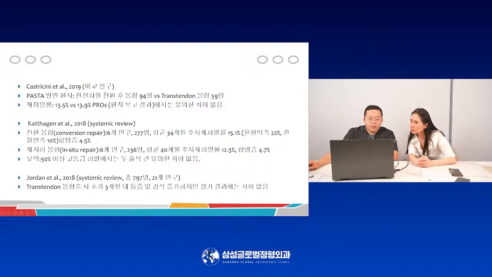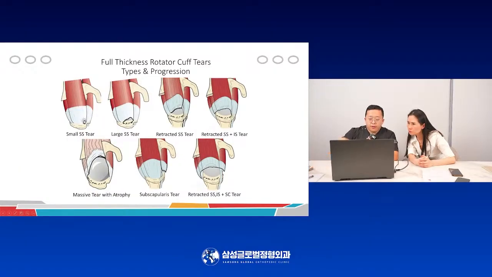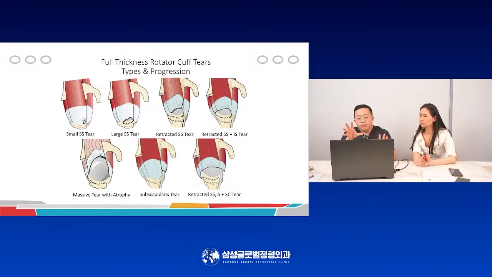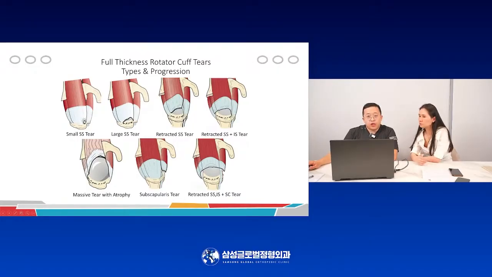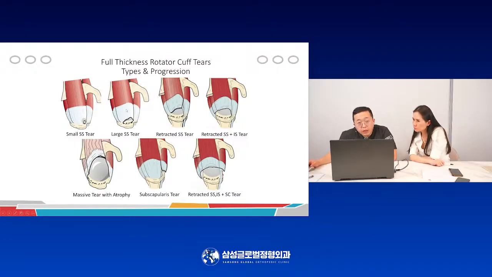So there are a lot of paper studies about this partial tear, right? So anyway, as I told you, this is the main protocol nowadays for treatment of the partial tear. Next thing is how do we treat the full thickness tears? Full thickness means that it is already retracted, detached from the GT, the greater tubercle, right? So that means you have to have surgery, okay?